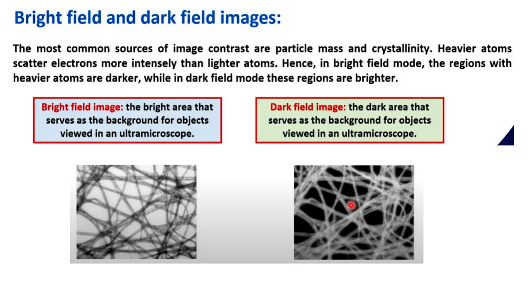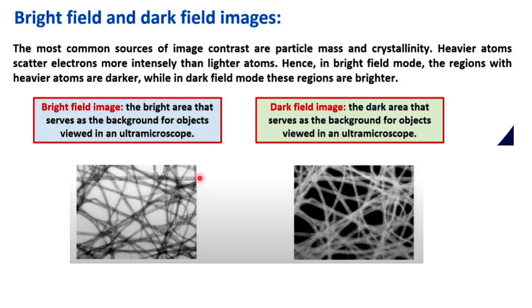Heavier atoms scatter electrons more intensely than lighter atoms, and hence in bright field mode, the regions with heavier atoms are darker, while in dark field mode, these regions are brighter. We have already discussed during XRD also that heavier atoms can scatter electrons more intensely. For example, if it is only a polymeric system, the flux of electron generation will be a little bit less, and that's why we should go for bright field image taking or dark field image taking.